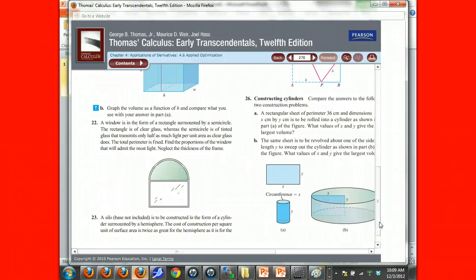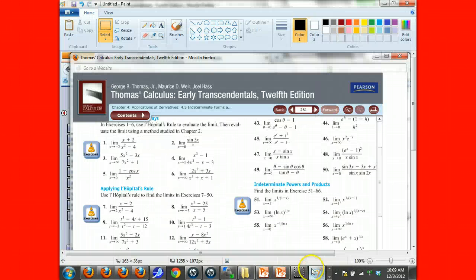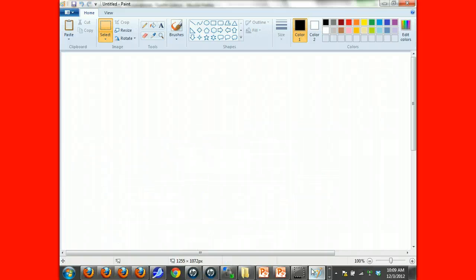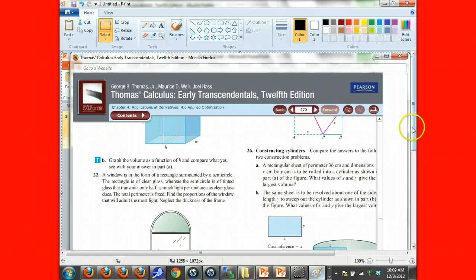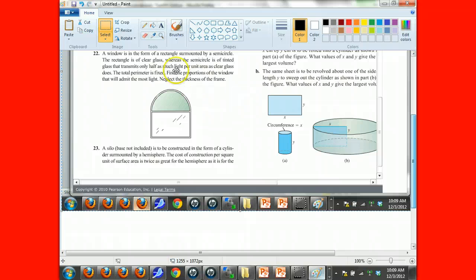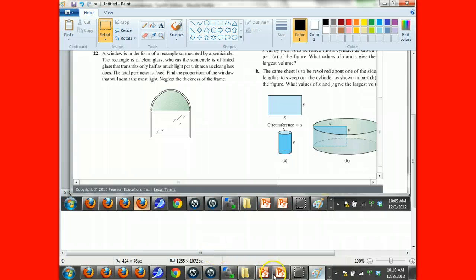Okay, I'll take you through setup. A silo, base not included. It's like the one for the online. A silo, base not included, is going to be constructed where you have basically a hemisphere on top of a cylinder. There's 2 parts to this. Let me take this part first, sorry.